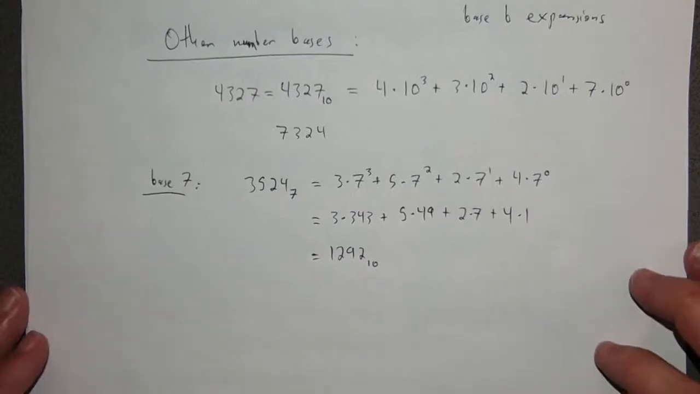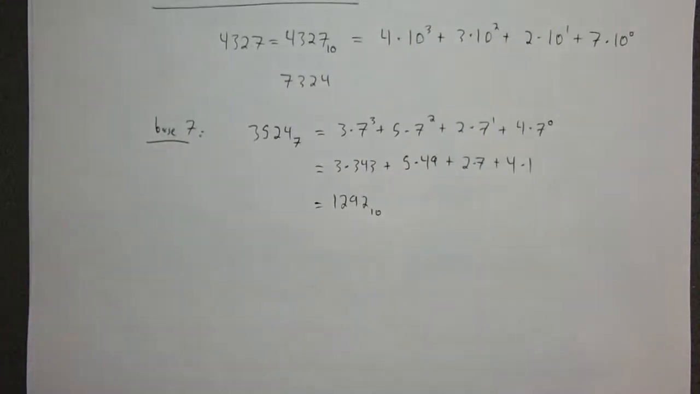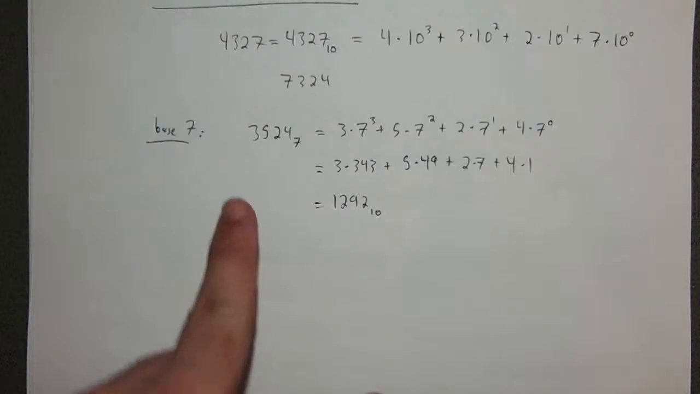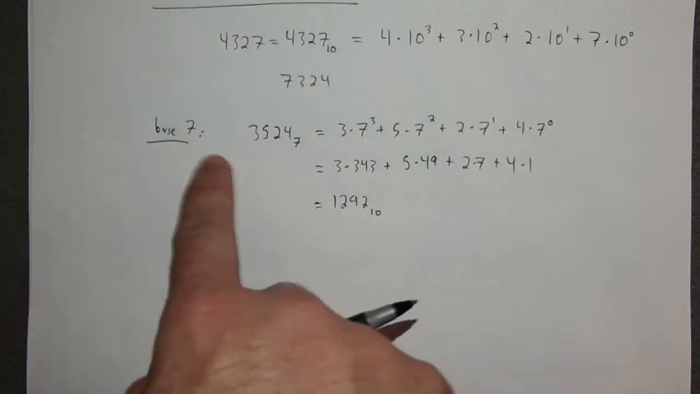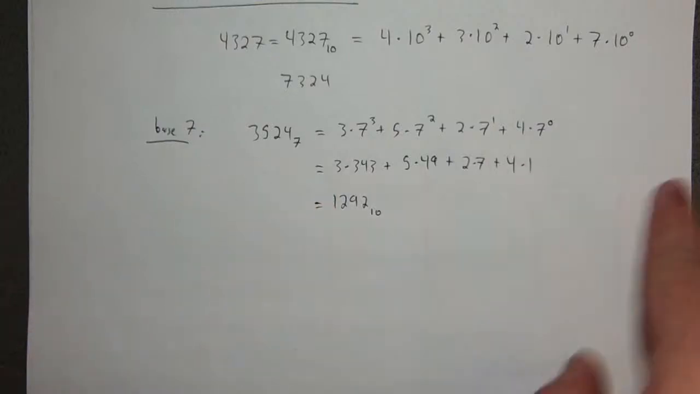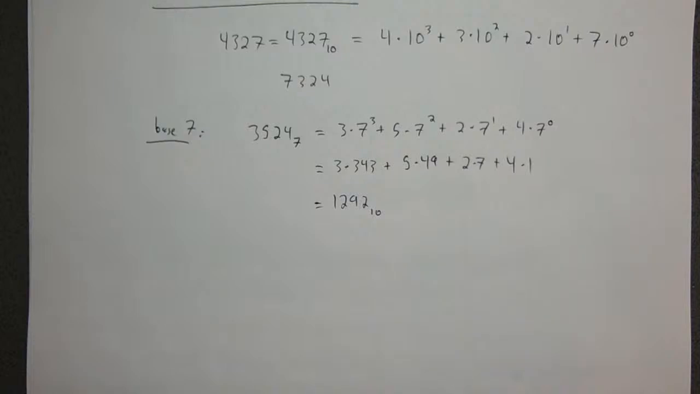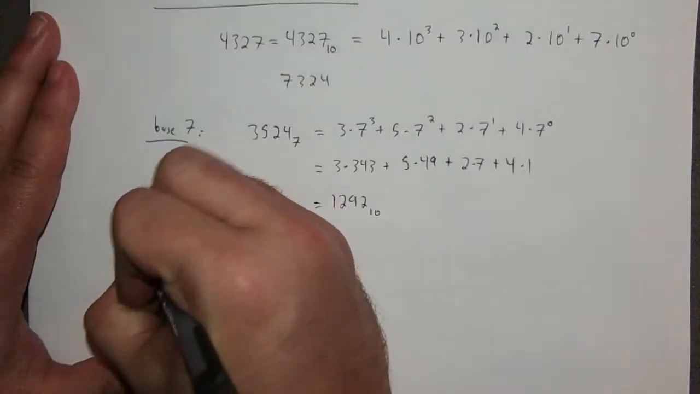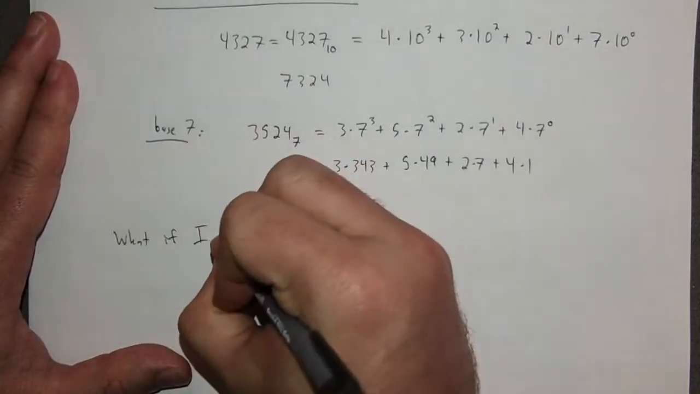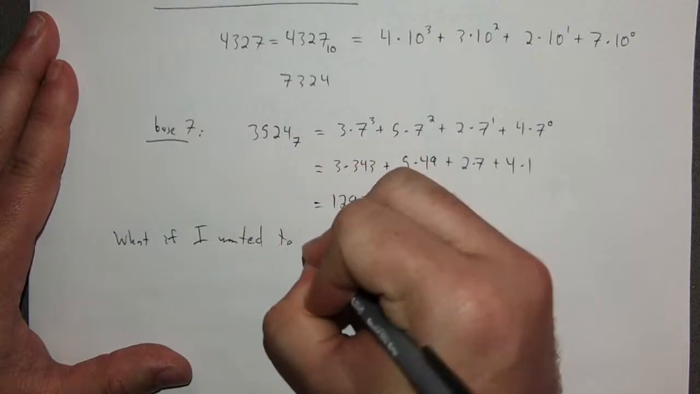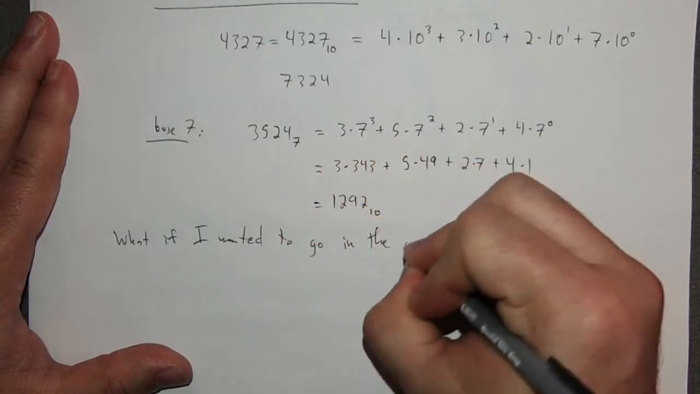All right. So again, you've almost certainly seen something very close to this, if not exactly this. This is just a different number base. So going in this direction, converting from some other number base to base 10, is easy. It's just a multiplication and an addition problem. What if I wanted to go in the other direction?